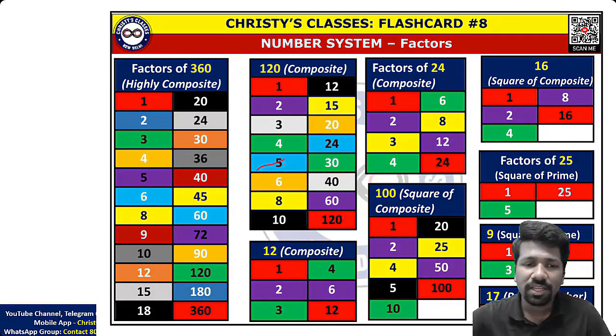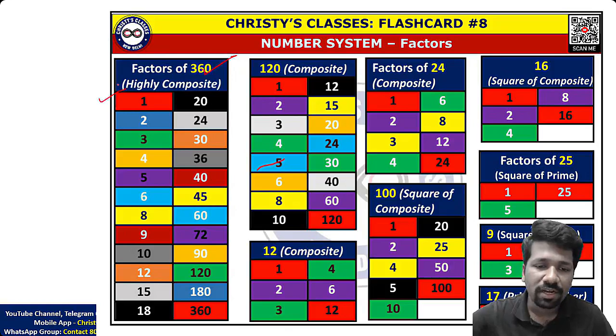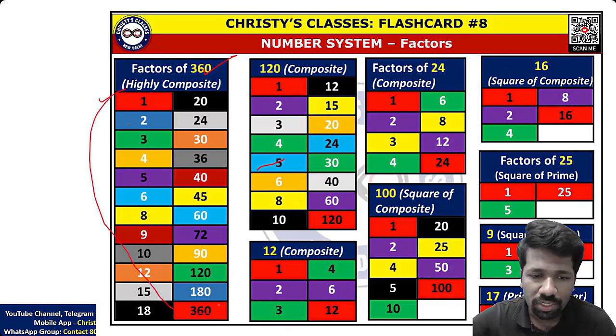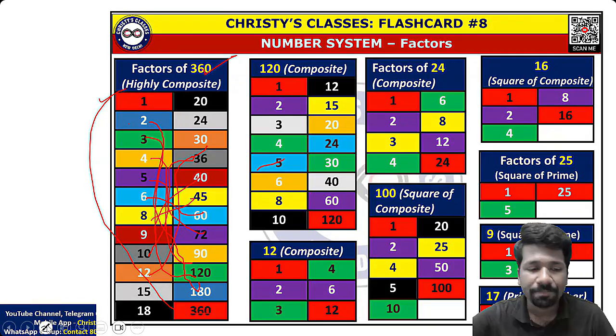For example, the factors of 360 are 1 2 3 4 5 up to 360, because 1 into 360 is 360, 2 into 180 is 360, 3 into 120 is 360, 4 into 90 is 360, 5 into 72, 6 into 60, 8 into 45. Yeah, this color coding you can check. Those pairs multiplied, you will get 360. That means they are all factors.